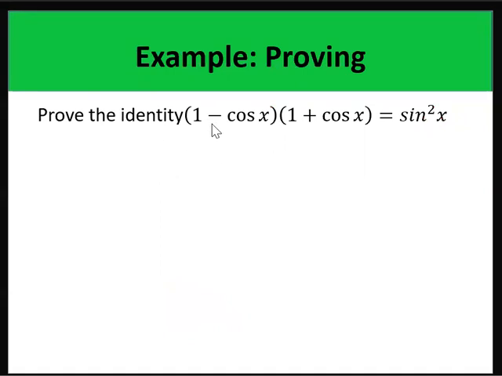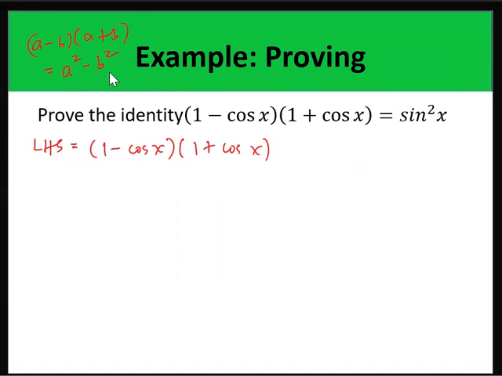Okay, next. Let's prove the identity 1 minus cosine x times the quantity 1 plus cosine x equals sine square x. Again, there's a product in the left-hand side, so we start with the left-hand side: 1 minus cosine x times 1 plus cosine x. If you recall from algebra, a minus b multiplied by a plus b is equal to a squared minus b squared. So this product becomes the square of 1, which is 1, minus the square of cosine x, which is cosine square x.